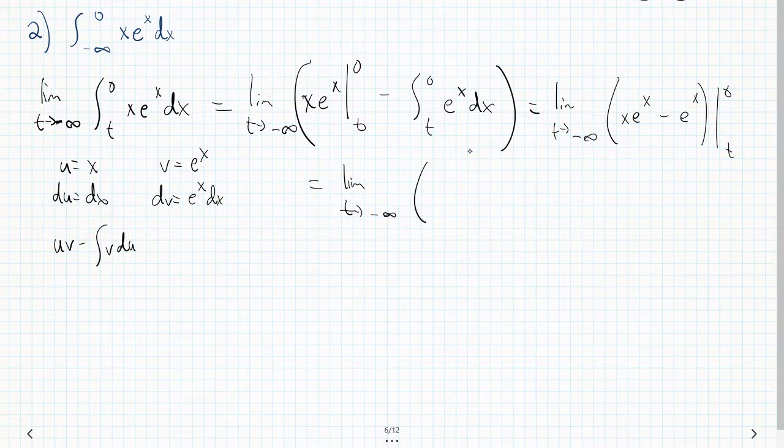And what do we have? Well, we have x e to the x. Oops, sorry, I don't need the x anymore. I can plug in 0. So you can go 0 times e to the 0 minus t times e to the t, minus, and then in the other case we'll have e to the 0 and then minus e to the t.